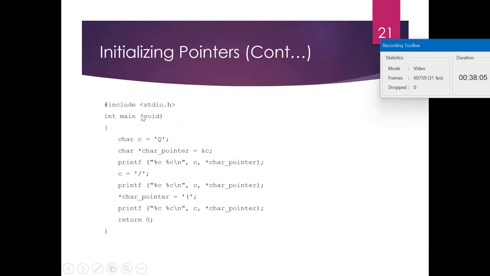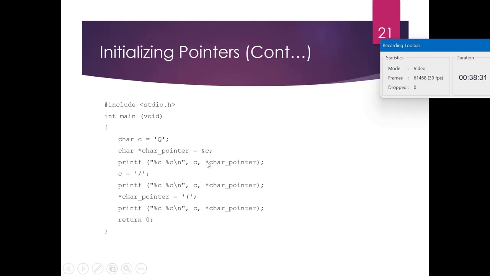Here int main void, char c equal 'q', char pointer is the variable name, and sign c. It keeps the address of the c. Here you have to try on this. Printf c equal c.